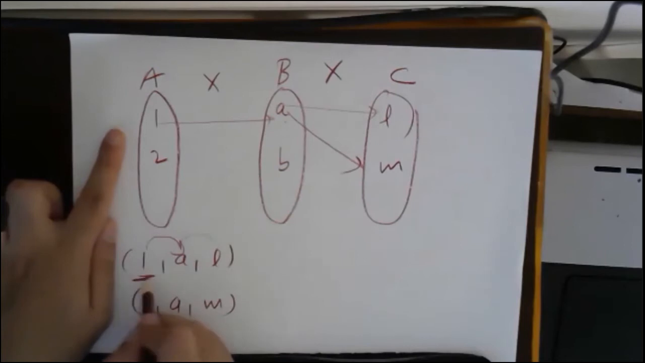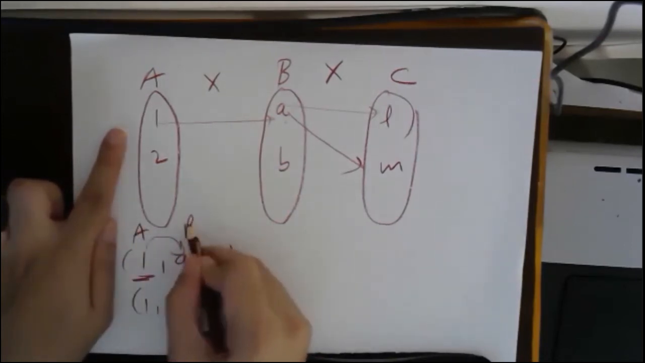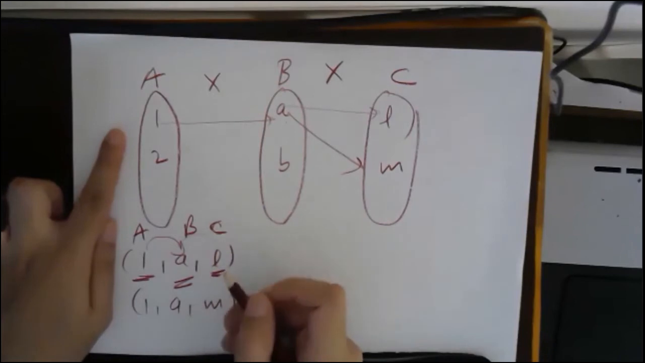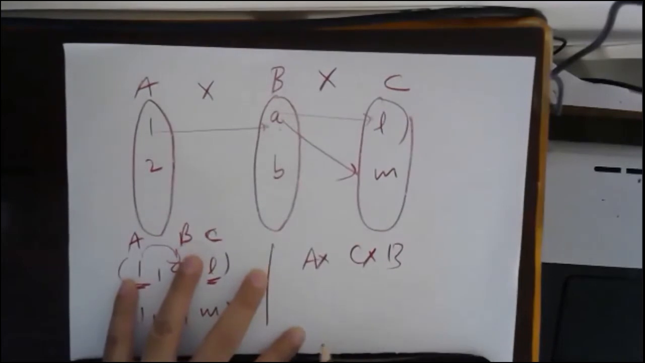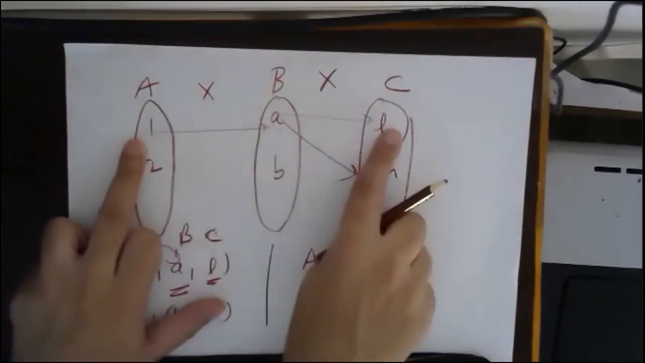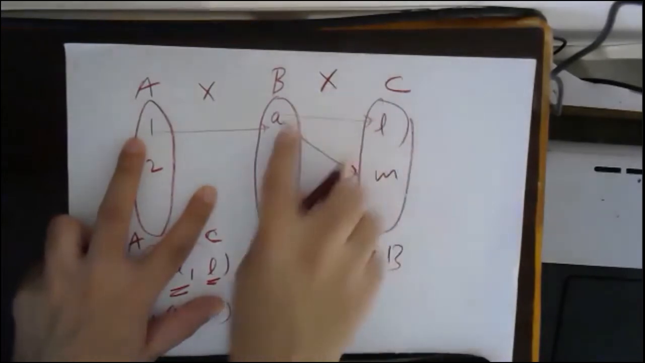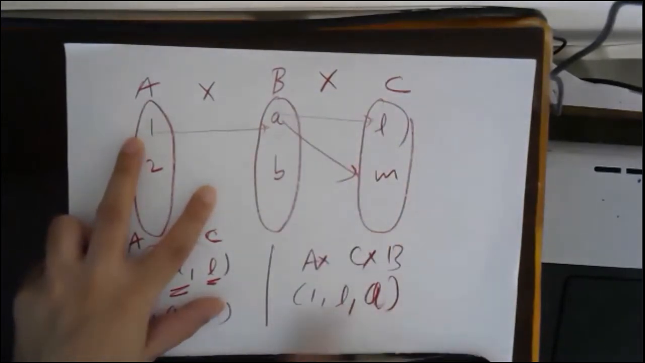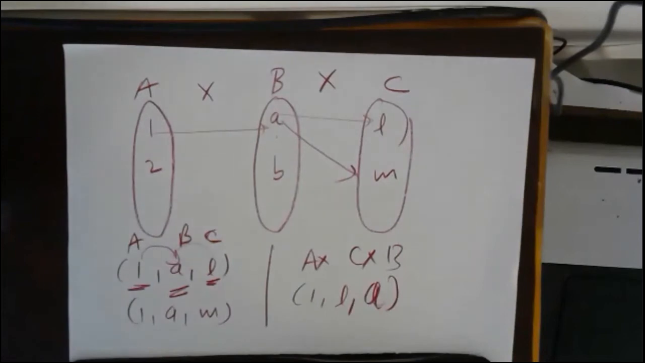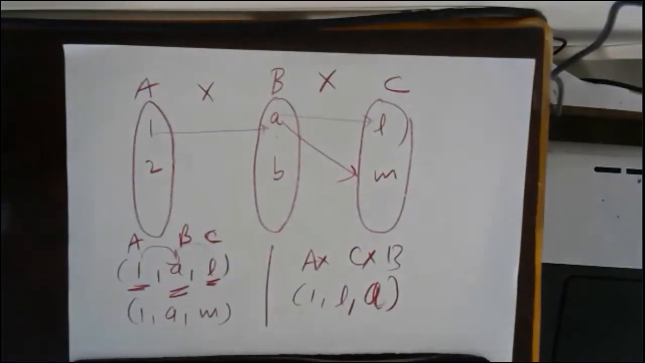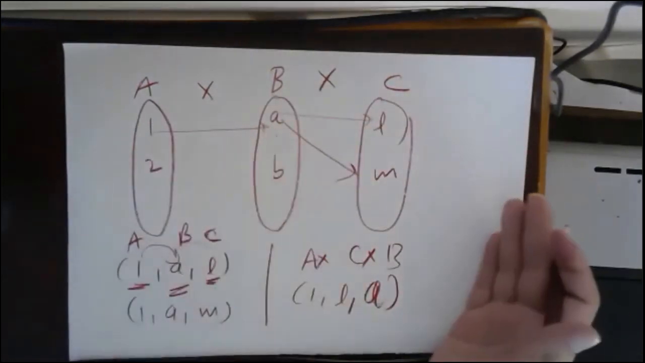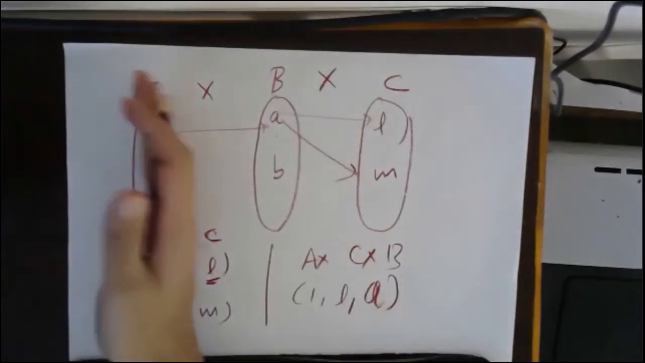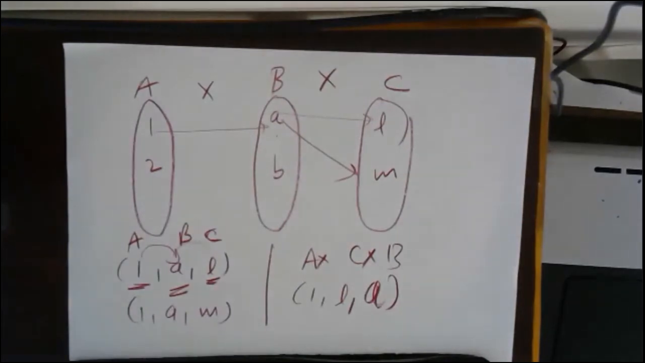So the first element will always come from A, the second element will always come from B, the third element will always come from C. Suppose it was A cross C cross B, then what can I write? 1 is linked with L, and then it is linked with A. Right now this is a 3D graph, just for reference. I'm just trying to show that in between 3 sets also you can have an ordered pair. Understood?